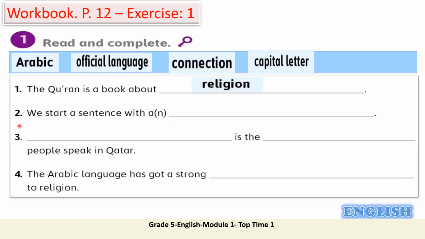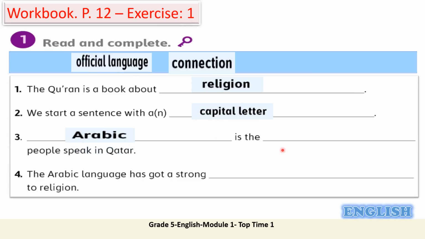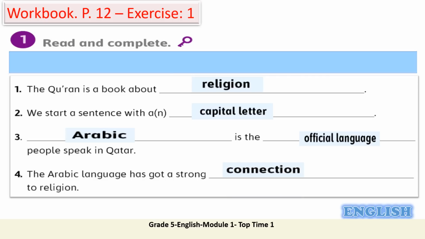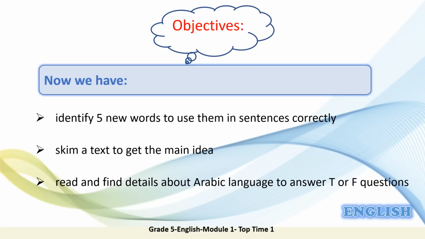Number 2, we start a sentence with a capital letter. Number 3, Arabic is the official language people speak in Qatar. Number 4, the Arabic language has got a strong connection to religion. So far, we have identified 5 new words. We also have used them correctly in sentences. Good job!